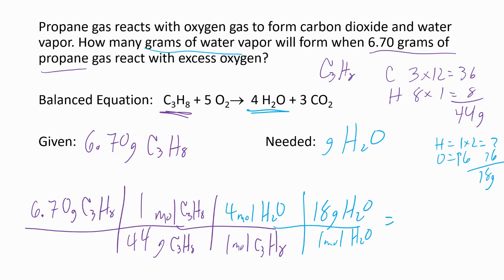So that gives us, when everything is multiplied, 6.7 times 1 times 4 times 18 divided by 44, a grand total of, rounded to significant digits, 11.0 grams of water. All right.